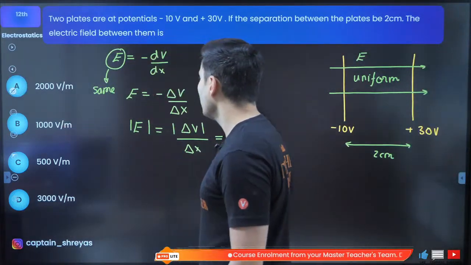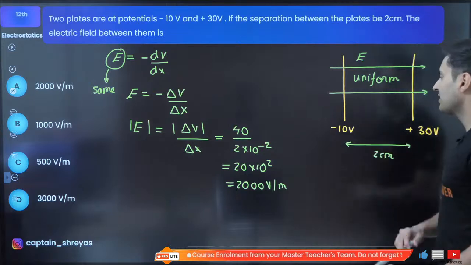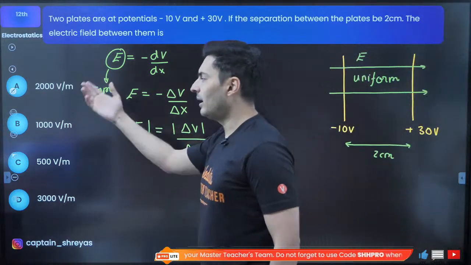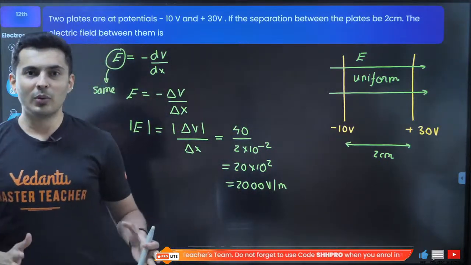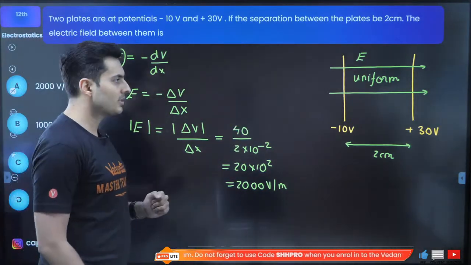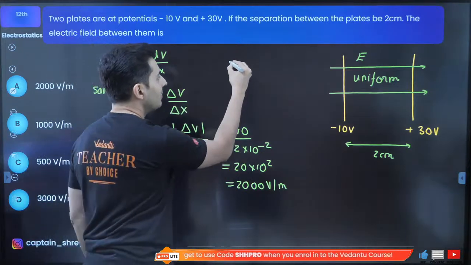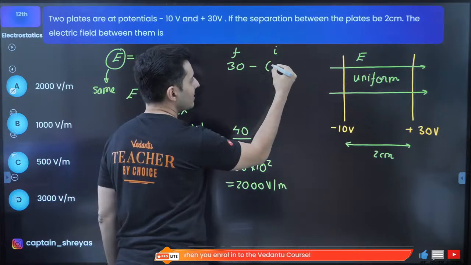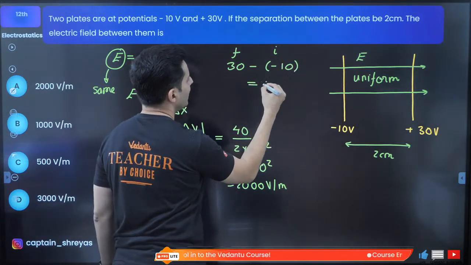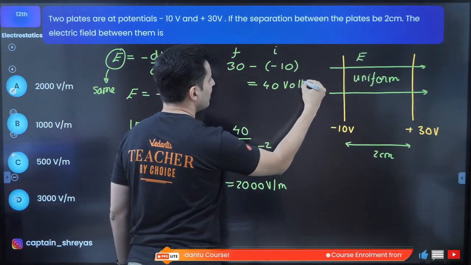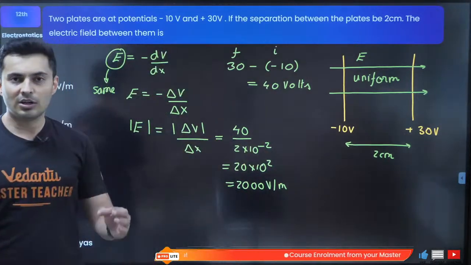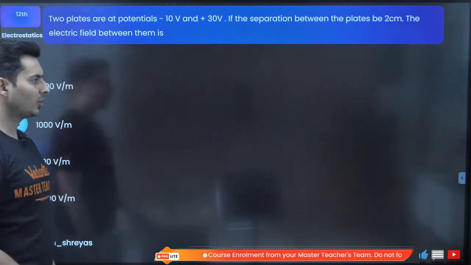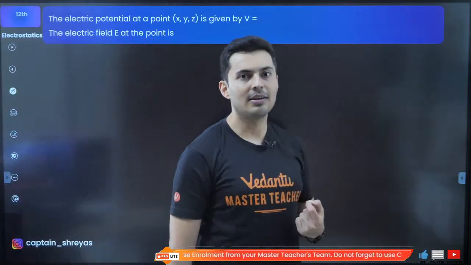It's not option B. A lot of people think 30 minus 10 is 20. So 20 by 2, that 2 gets cancelled, and many people mark it as option B. No, it is not 20 volts. Remember, this is final minus initial, so 30 minus minus 10, which is going to make it 40 volts of difference. A lot of people make that silly mistake out there. Okay, so moving on to the next question coming up on your screen, and here it is.